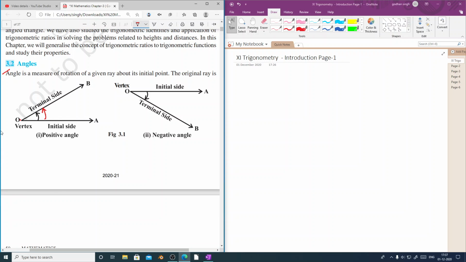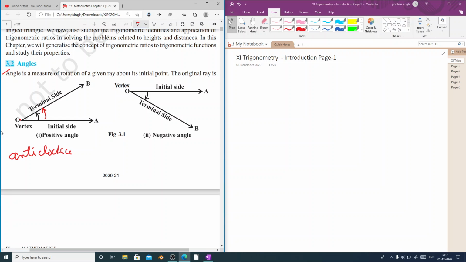Now there are two kinds of ways. You may have seen a clock. The needle of a clock is moving in which direction? That is known as the clockwise direction, and you can see that here we are moving opposite to the direction in which the needle of a clock is moving. So that is known as the anti-clockwise direction.